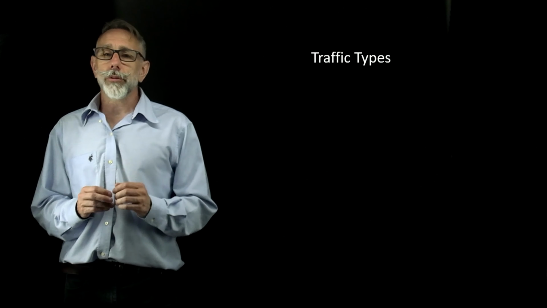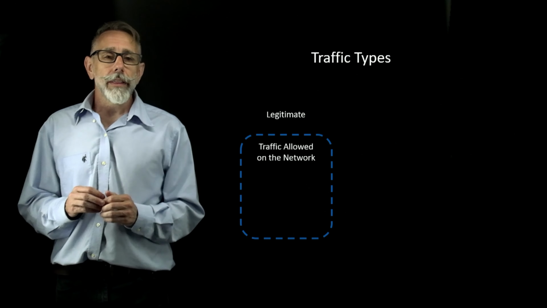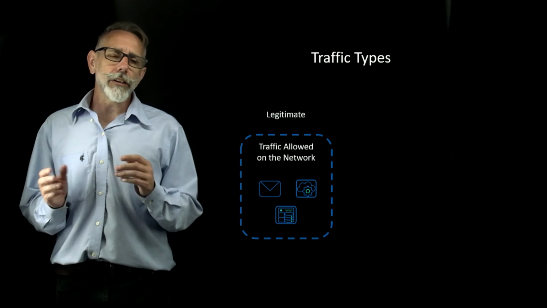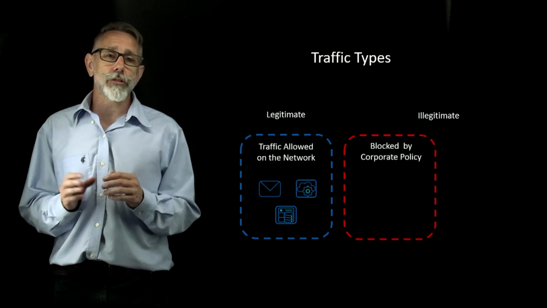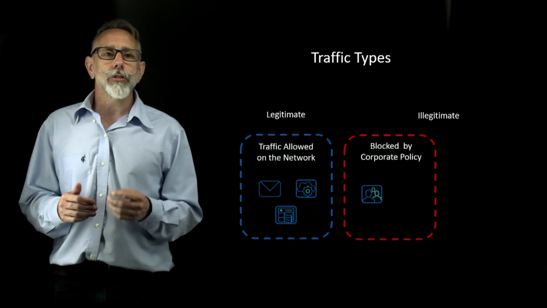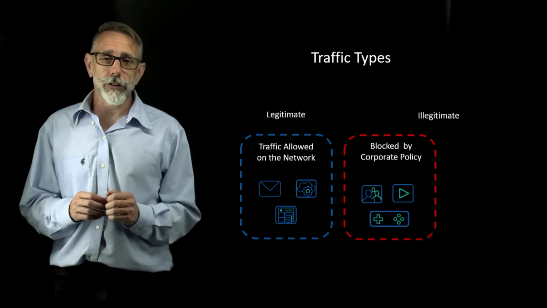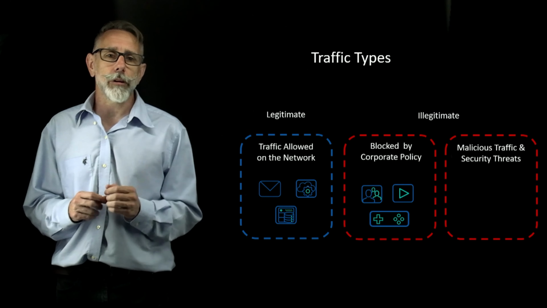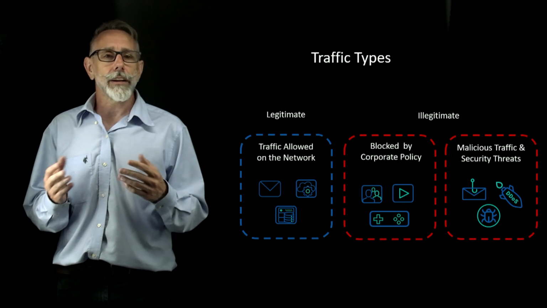Let's dive into types of traffic. Legitimate traffic is any traffic that's allowed to be on your network. That could be business applications, conference calls, emails, etc. Illegitimate traffic can fall under two categories. The first is traffic that your corporation wants to block based on corporate policy. This could be social media like TikTok, certain channels on YouTube, BitTorrent, or even video games. The other is malicious traffic. This is traffic with malware signatures that poses intentional threats to the network, such as phishing, spyware, Trojan horses, DDoS attacks, etc.